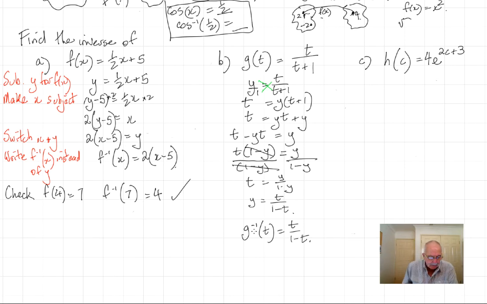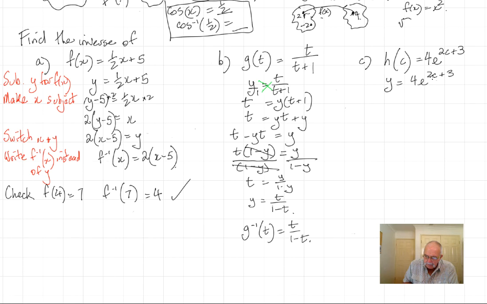Okay, let's use the template for our last example here. We've got h of c equals 4e to the 2c plus 3. So we'll go y equals 4e to the 2c plus 3. We want to make c the subject.